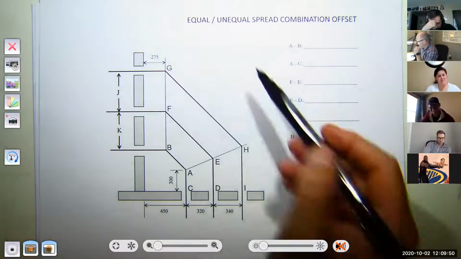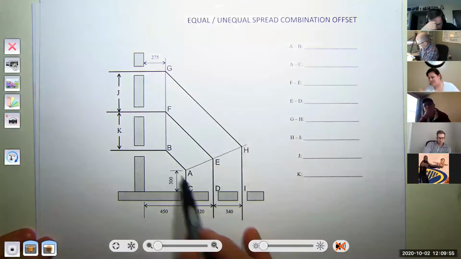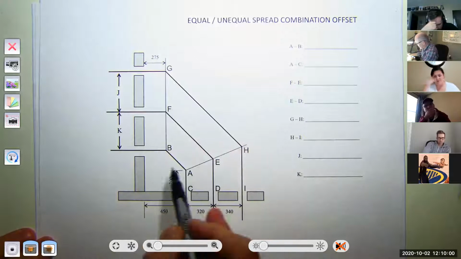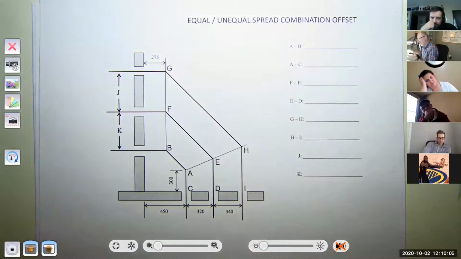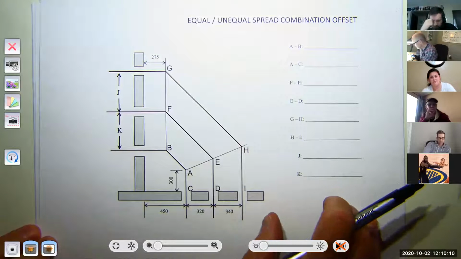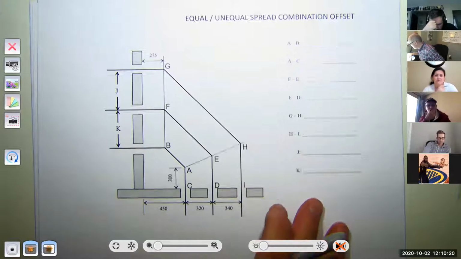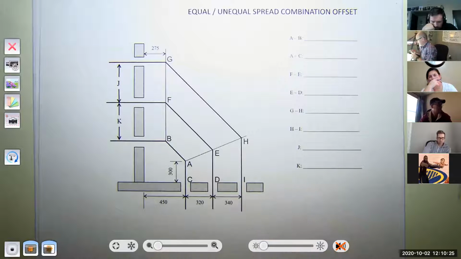So this is equal, unequal. You can see how they're not lined up, but they're equally kind of put out there, but not really. This one is a combination offset. And how we solve for this is like this. We're going to solve this together. Has everybody got that sheet out? We're going to solve this one together. This is the next one on the list.